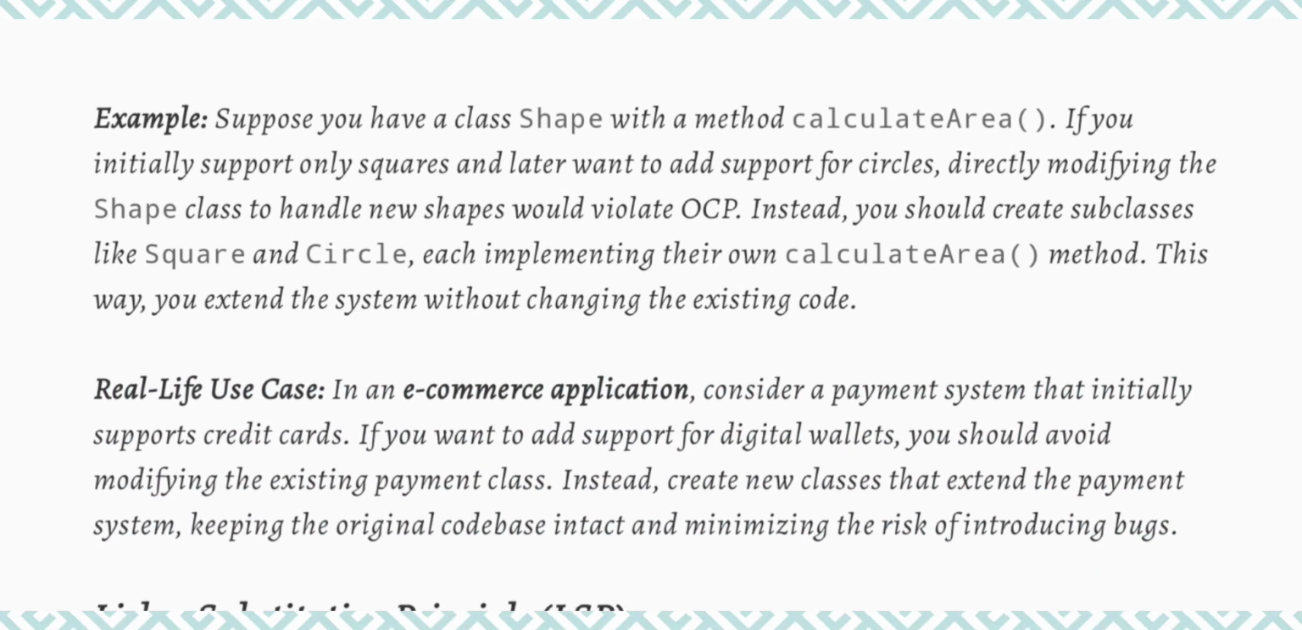Example: suppose you have a class Shape with a method calculateArea. If you initially support only squares and later want to add support for circles, directly modifying the Shape class to handle new shapes would violate OCP. Instead, you should create subclasses like Square and Circle, each implementing their own calculateArea method. This way, you extend the system without changing the existing code.